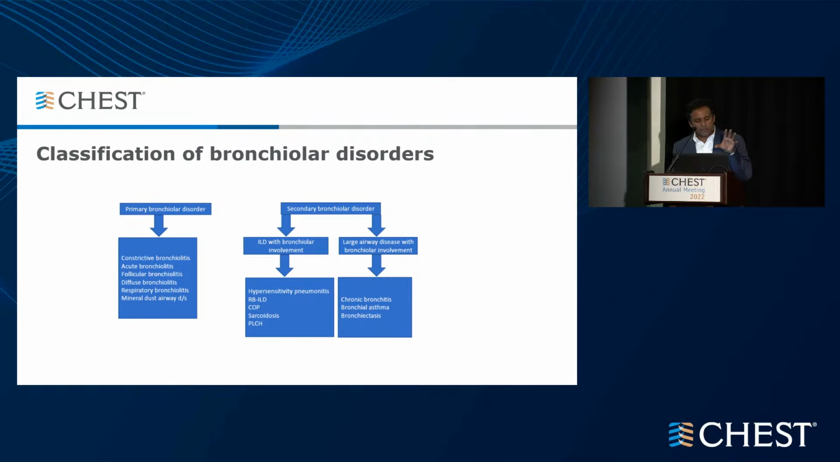Primary means the pathology is basically at the level of the bronchioles and not associated with any other diseases. In secondary bronchiolar disorders, there is ILD, interstitial lung disease with bronchiolar involvement, versus large airway diseases with bronchiolar involvement. Okay? For the rest of our lecture today, we are going to be using this classification, where one of our speakers will talk on primary bronchiolar disorders, another will talk on ILD with bronchiolar involvement, and then large airway disease with bronchiolar involvement. This is the classification scheme that we are going to go ahead with.